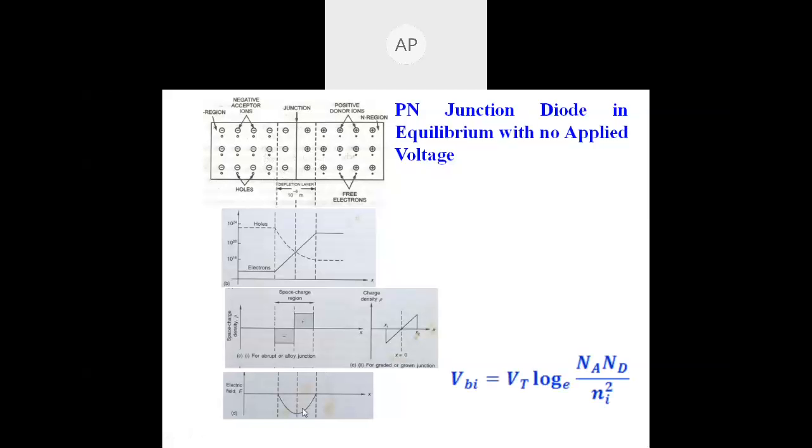So lastly, we have discussed this and found the barrier potential, the contact potential at the junction, if no voltage is applied externally to the PN junction diode. It is given as V subscript T times log to the base e of the acceptor and donor concentrations divided by the intrinsic concentration squared, and we did a numerical based on this in the last slide.